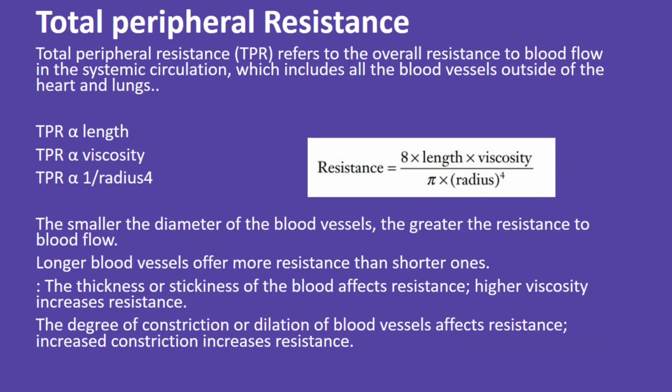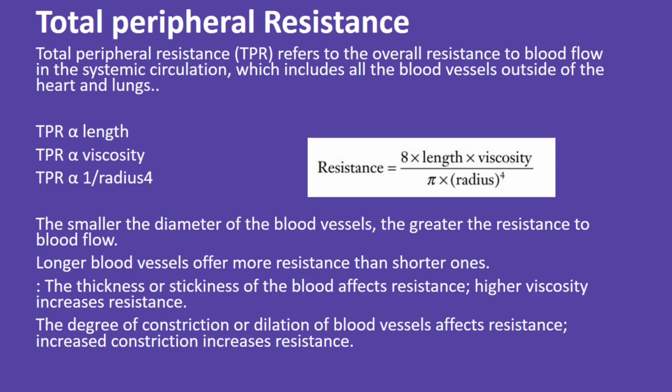Total peripheral resistance, or TPR, plays a pivotal role in regulating blood pressure by determining the resistance to blood flow in the systemic circulation. Let's explore these factors and their impact on total peripheral resistance. Firstly, TPR is influenced by the length of the blood vessels. Longer blood vessels offer more resistance to blood flow compared to shorter ones. This happens when you are obese, the total blood vessel length increases, leading to hypertension.